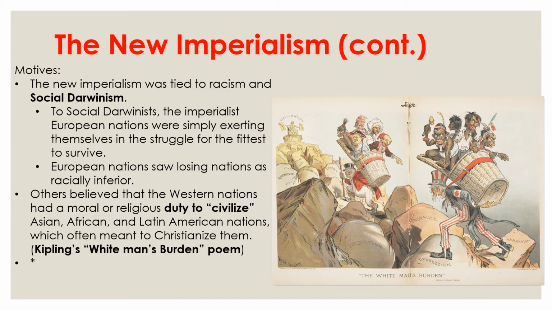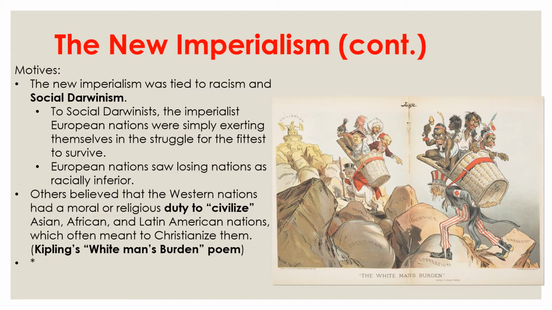In other words, the idea of might is right, which of course is racist also, since the nations that were taking over the other territories were predominantly Western, and the nations that were being taken over were predominantly in Africa and in Asia, and they were people of different races from those Europeans that were taking over the territories. So, to social Darwinists, the imperialist European nations were simply exerting themselves in the struggle for the fittest to survive in this world. European nations saw the losing nations as racially inferior to them. So therefore, they had the right to take over these territories. So that's what I mean when I say social Darwinism is also racist at its heart.